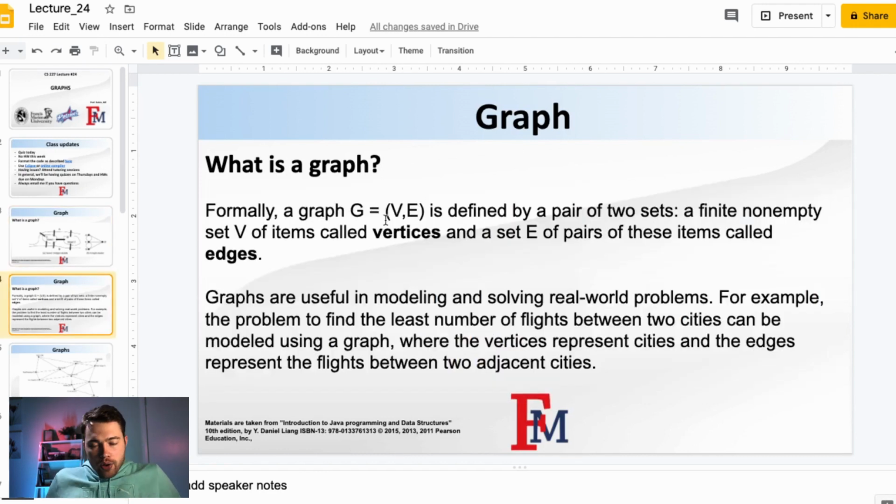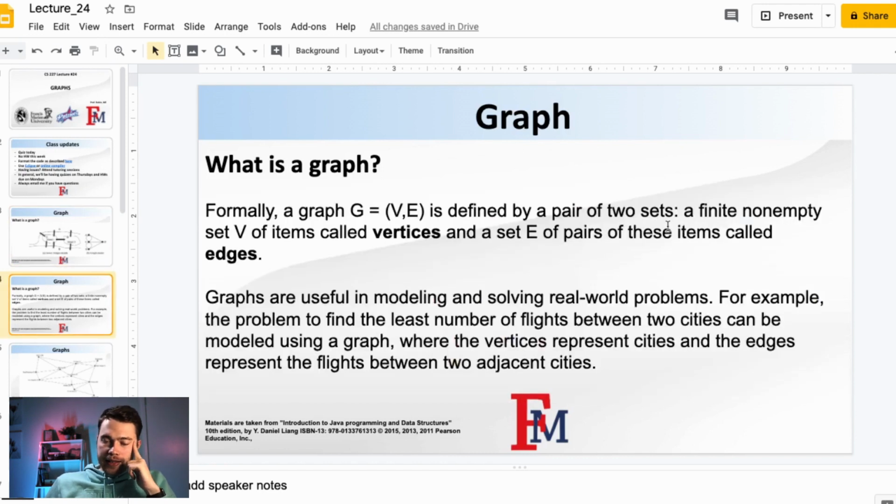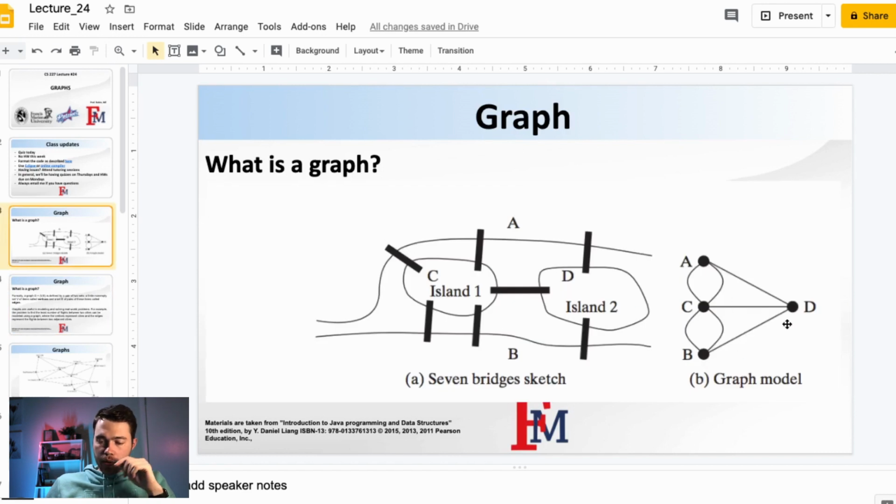So what is a graph? Formally, a graph is a pair of two sets. A finite, non-empty set V of items called vertices. Finite means it's not infinite, so there is some number which you can count. Non-empty means it cannot be zero, it has to contain something. In other words, those points, those dots, are called vertices. And a set E of pairs of the items called edges. E means edge, and those are the connections between vertices, between those dots.